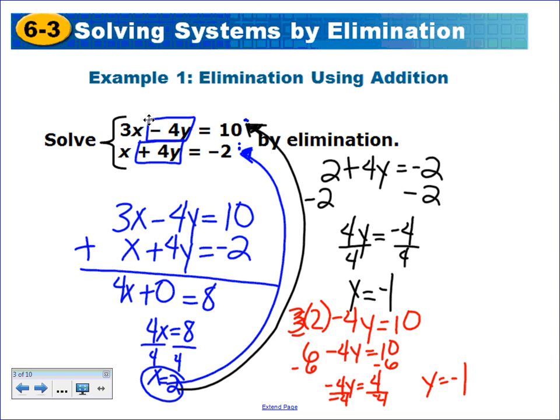So my solution to this system is 2, negative 1. And that's the answer. Or what we could do is plug in the ordered pair 2, negative 1 into the top equation and the bottom equation and make sure we get two true statements. That's what we did back in section 6.1 when we were testing to see if an ordered pair is a solution. So absolutely, great ways to check your answers.